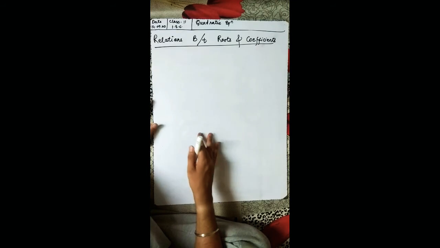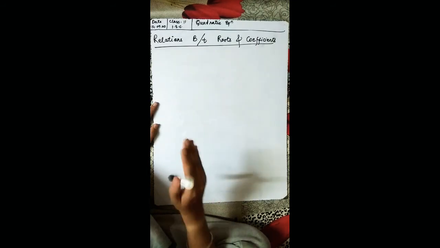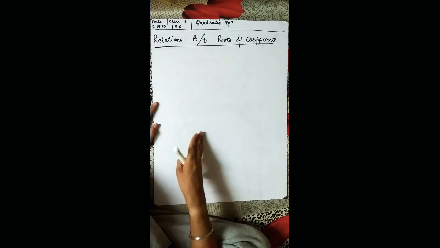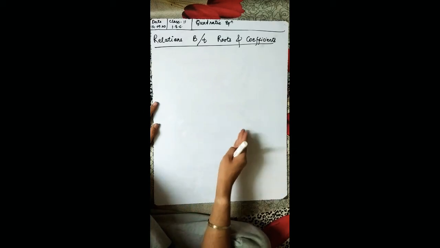So, after studying the nature of the roots, we are going to head to the new topic, that is relations between roots and coefficients. Okay, so let us understand the meaning, the relationship between the roots and the coefficients. You know what is the meaning of roots, and you know the meaning of the coefficient.